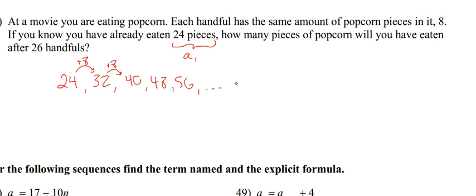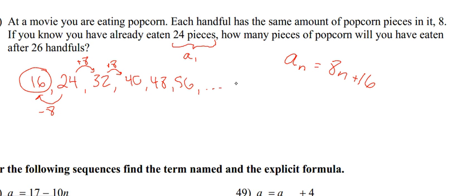And we want to know how much popcorn after 26 handfuls, so we're going to need to write an explicit formula. We have something that we're adding to each. That is a common difference. So we could put 8 times n, but plus what? a0. We need to know what would have come before that 24. So we subtract 8 instead of adding 8, and we get 16. That's what goes here. Okay.